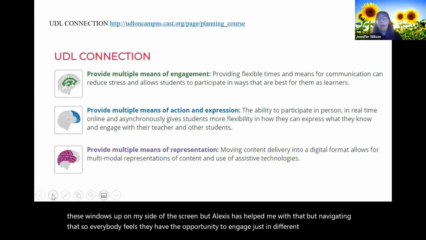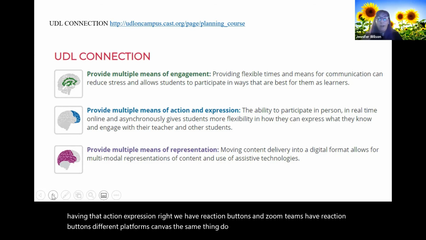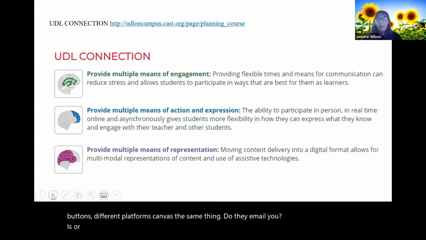And then having that action and expression, right? We have reaction buttons in Zoom, Teams has reaction buttons, different platforms, Canvas, the same thing. Do they email you in Canvas? Or are they using Navigate/Grades First where they text you or email you? There's different ways to express their concern or have a dialogue.